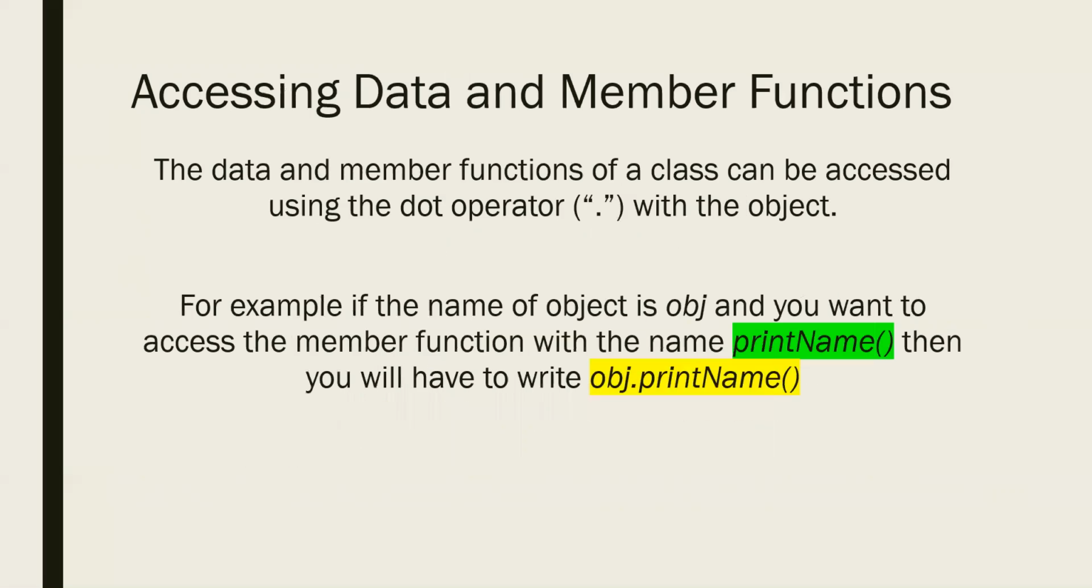Next is accessing data in member functions. To include these, all you have to do is use the dot operator with your object. For example, if you want to access the member function in green, you would write what is in yellow.